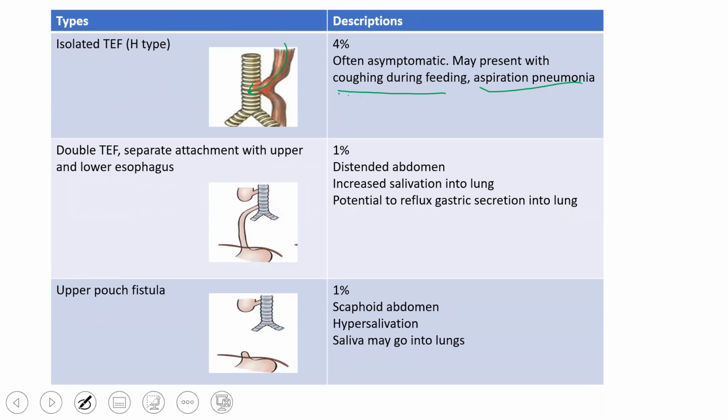The rare types of the esophageal, it's the double atresia, and usually presented also with distended abdomen, increased salivation, the same presentation as the other one. Or the upper esophageal pouch with the fistula, and that's also presented with hypersalivation. And saliva can pass to the intestine also, because there's atresia down, there's only fistula here. So that's the difference between double or isolated atresia versus upper pouch atresia with the fistula.